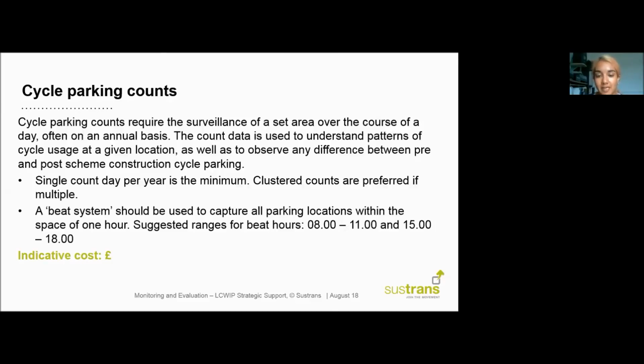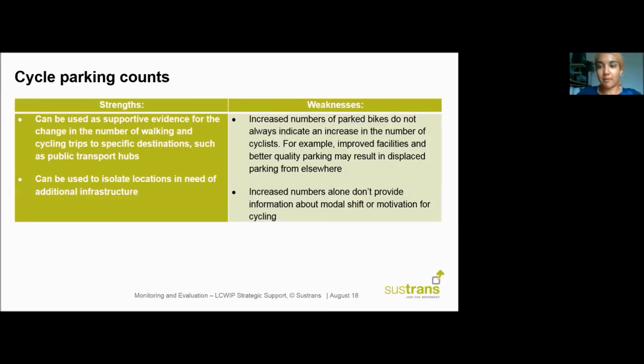In terms of the data collection, usually two hours are selected, one in the morning peak between 8 a.m. and 11 a.m., and one in the evening peak between 3 p.m. and 6 p.m. And the same individual would go around for an hour in the morning peak and an hour in the evening peak to count the parked cycles. Fairly low cost, especially compared to some of the other tools that I've gone through.